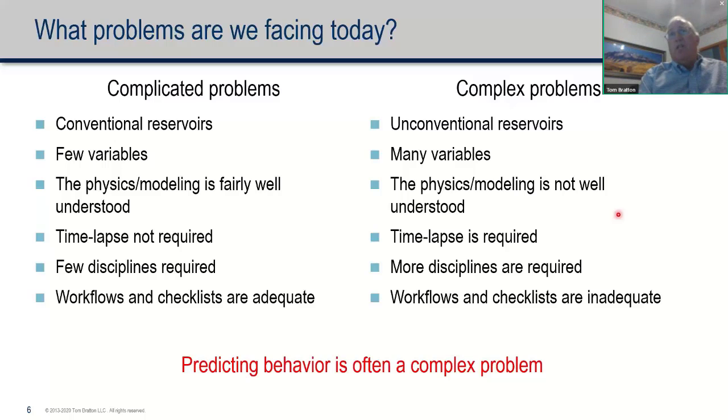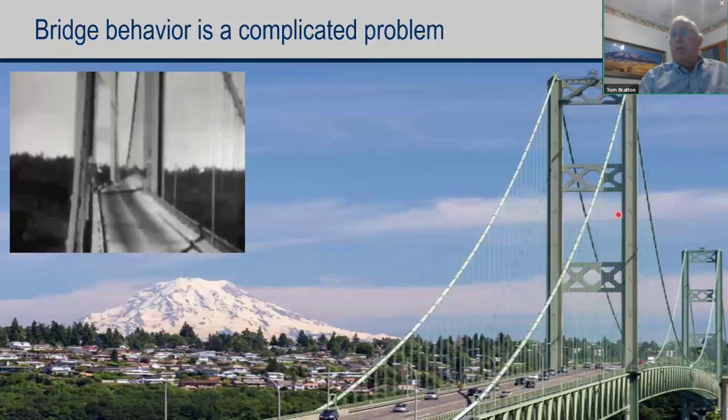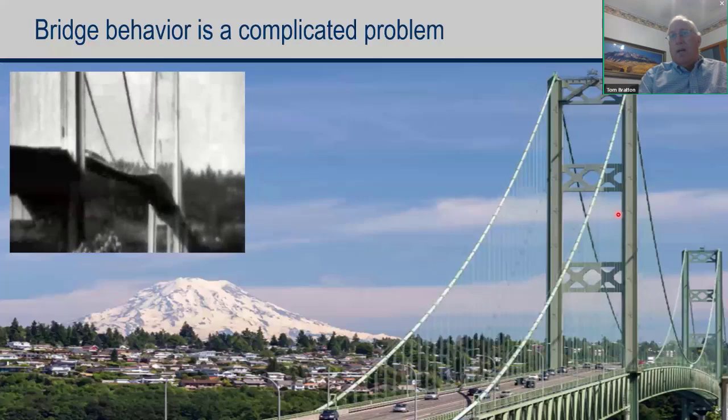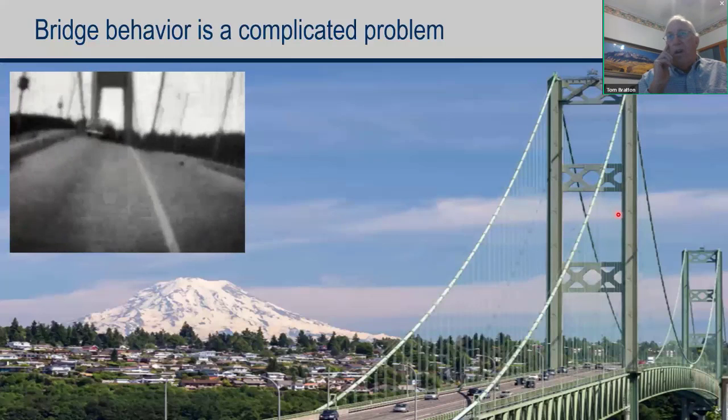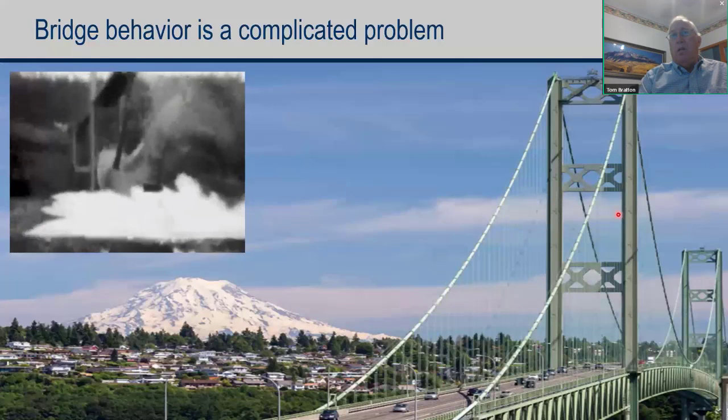So I think a good example for a complicated problem is like bridge construction. This is the Tacoma Narrows Bridge, and I think many engineering students have probably studied this. They had built the bridge in I think the 1930s or so, and the first time the wind got up to I think it was around 40 miles an hour, the bridge started oscillating, and eventually it failed, and the bridge collapsed into the water.